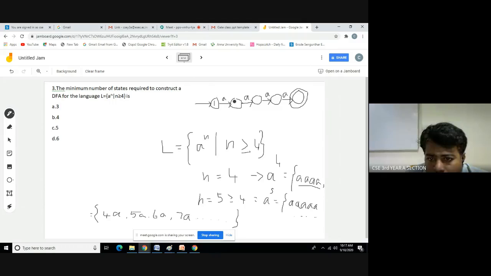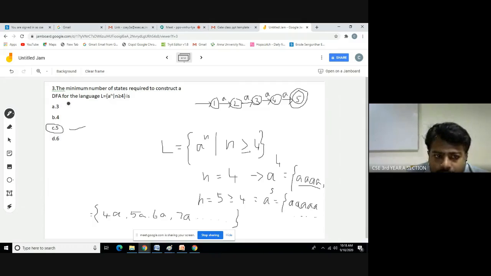This is state number 1, this is state number 2, this is state number 3, this is state number 4, this is state number 5. So what is the minimum required number of states to accept the first 4a? Totally 5 states. The answer is 5 states.